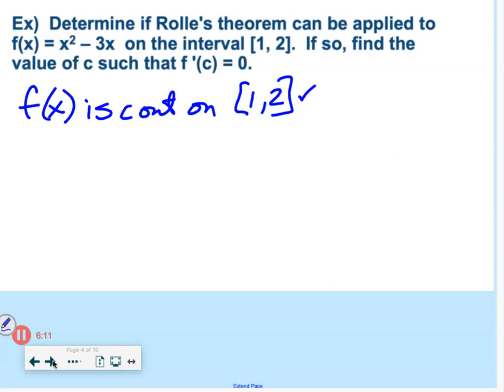What's the next thing you have to check for with Rolle's? Differentiable. How do you know if a function is differentiable? You differentiate it. Very good, Brian. Yes, absolutely. So you have to find the derivative. Everyone take a second and find f prime.